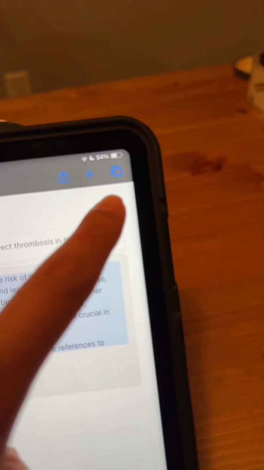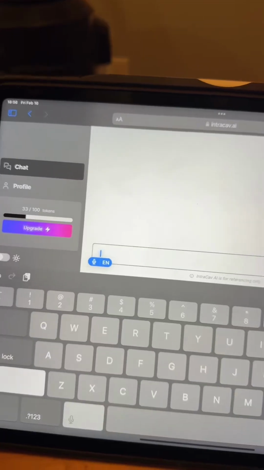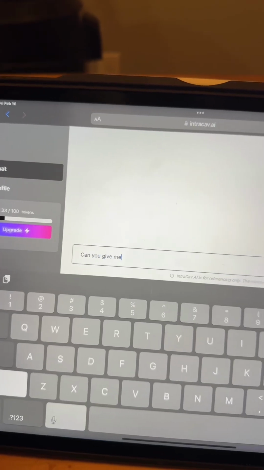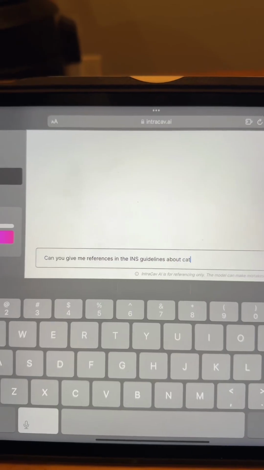Ooh, yes, please. Turn on. Can you give me references in the INS guidelines about catheter to vein ratio?